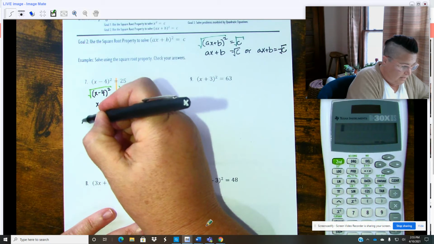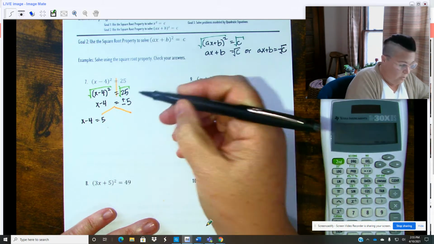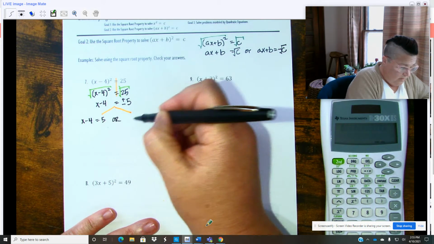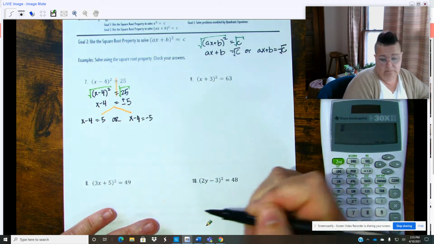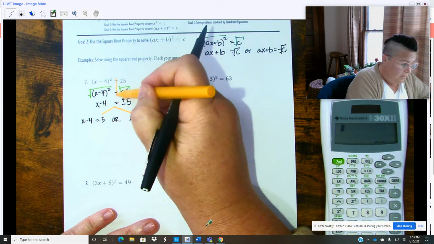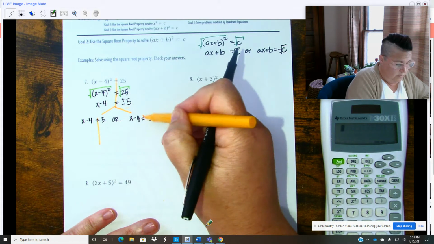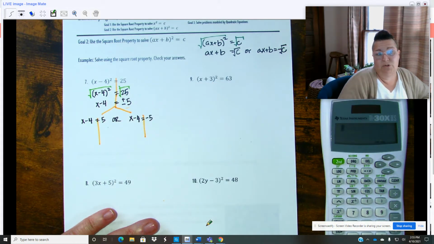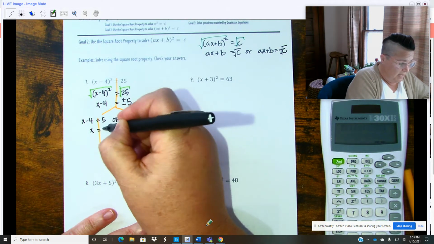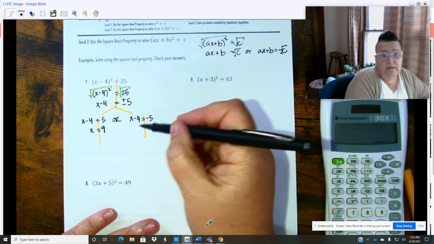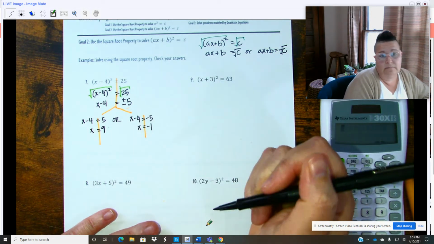It could be that our x minus 4 is equal to a positive 5, or it could be that our x minus 4 is equal to a negative 5. Because we took the square root and got 2 possible solutions, we have to consider both of them. That's going to give us 2 little mini solutions. Adding 4 to both sides, we get that x could be 9. In this one, when I add 4 to both sides, I get x is a negative 1.